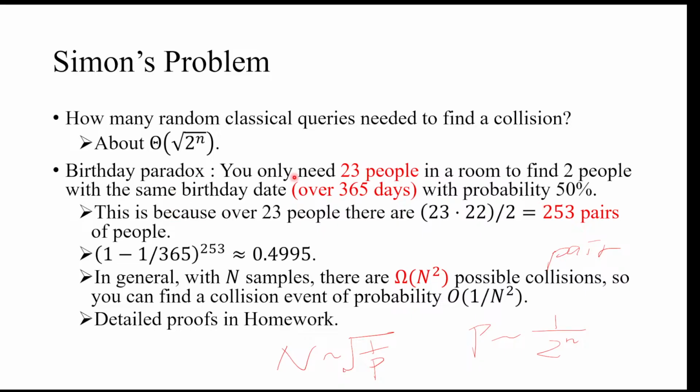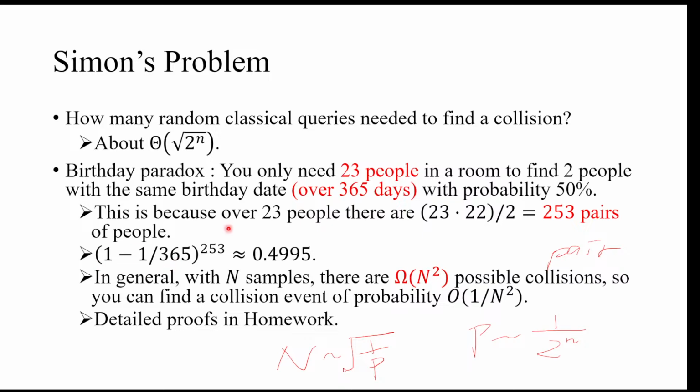The birthday paradox says that if you want to find two people with the same birthday with probability 50%, there are about 365 days. If you just pick two people, the probability is basically 1/365. But if you have a lot of people, then you only need 23 people to have probability 50%. That's because the number of pairs is more than the number of people. With 23 people, you have about 253 pairs between those people.